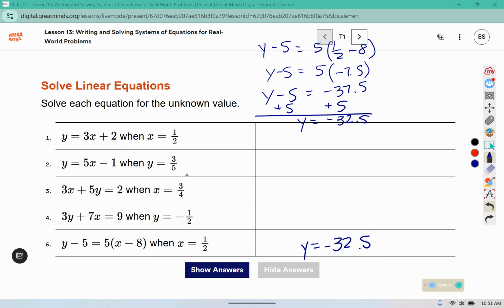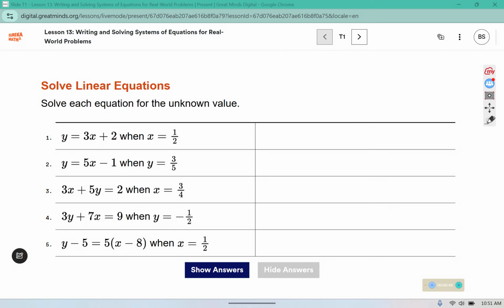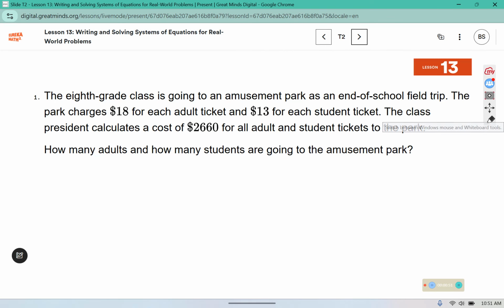Replace the other variables in these equations with the values given to you. The 8th grade class is going to an amusement park as an end-of-school field trip. The park charges $18 for each adult ticket and $13 for each student ticket. The class president calculates a total cost of $2,660 for all adult and student tickets to the park. How many adults and how many students are going to the amusement park?